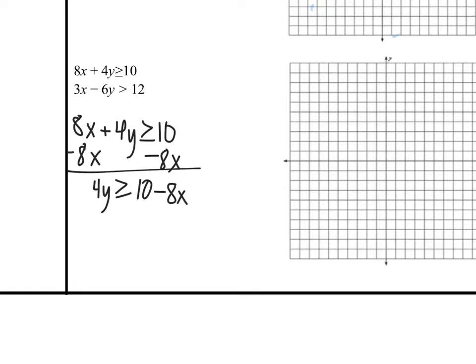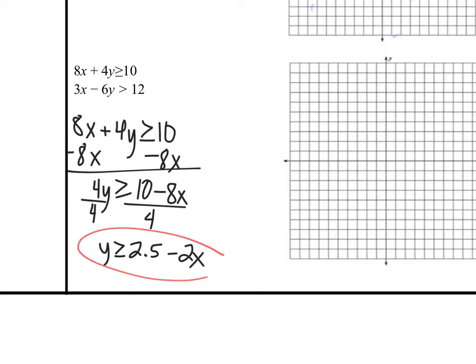Then you have to divide by what's in front of the y. So divide everything by 4. If you multiply or divide by negative, you flip the sign. We did not, so we can keep it. So y is greater than or equal to, go ahead and give me a decimal here because it's the y-intercept. So you can go ahead and put 2.5 for the y-intercept. But negative 8 divided by 4, what's that? All right, negative 2. So that's one of your equations.